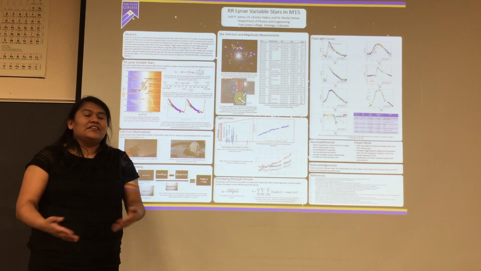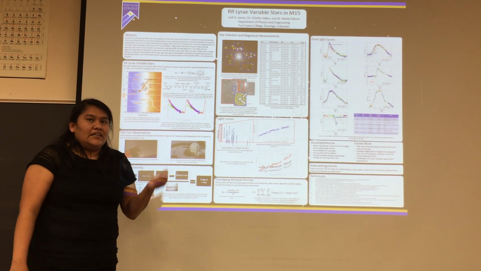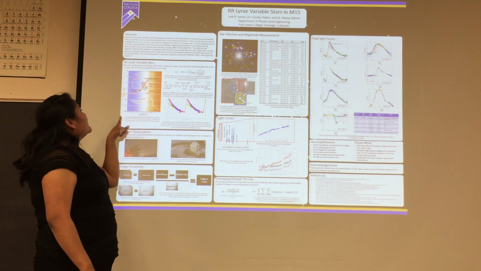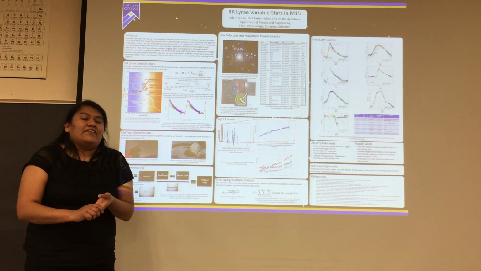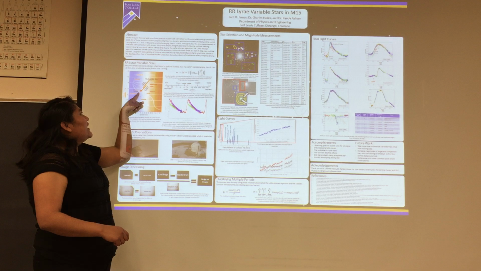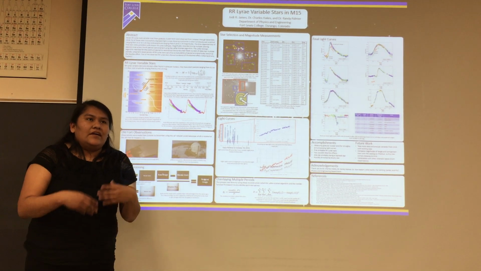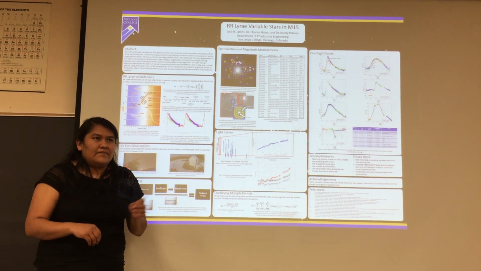So RR Lyrae stars are old stars in globular clusters that are located on the instability strip on the Hertzsprung-Russell diagram, which means that they ran out of hydrogen in their core. And they're all in a tiny little cluster, so they have a constant magnitude of 0.75 mag.